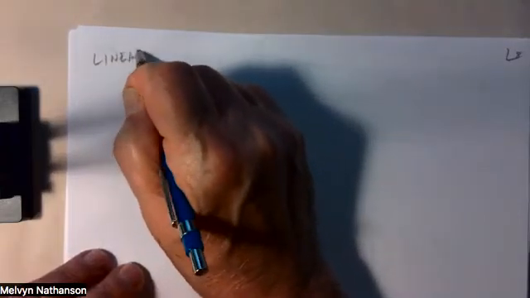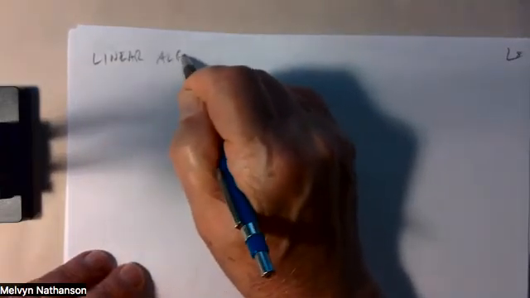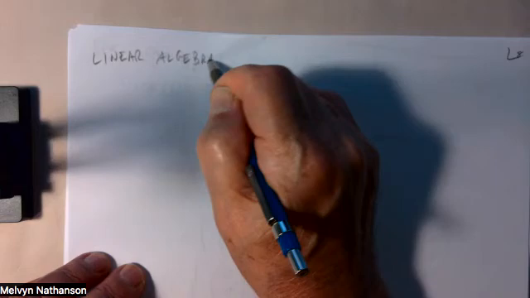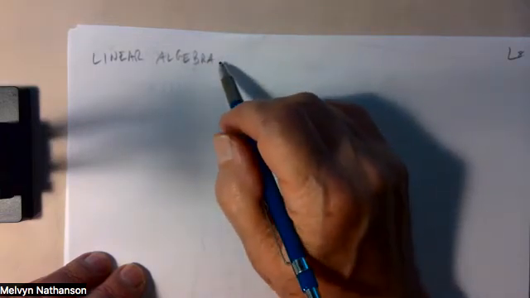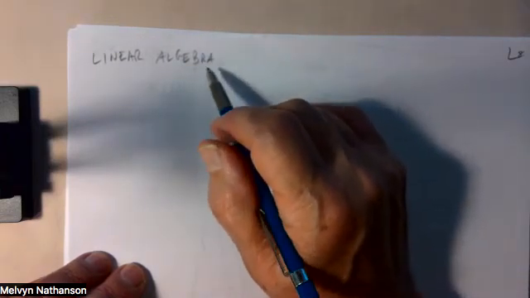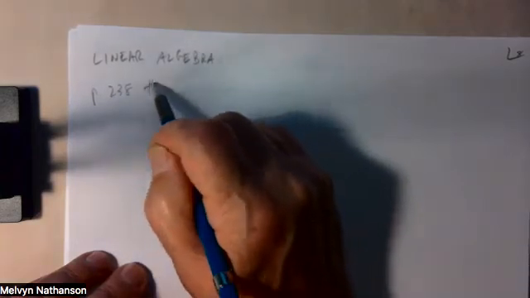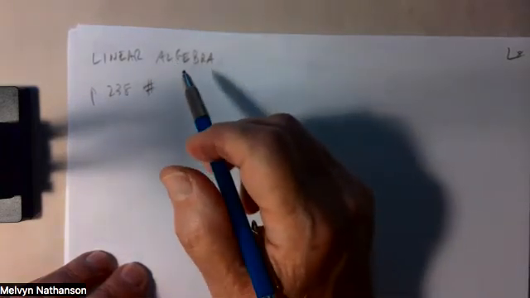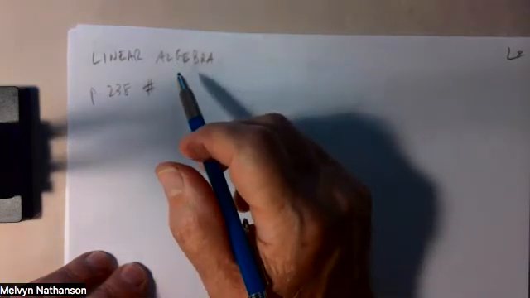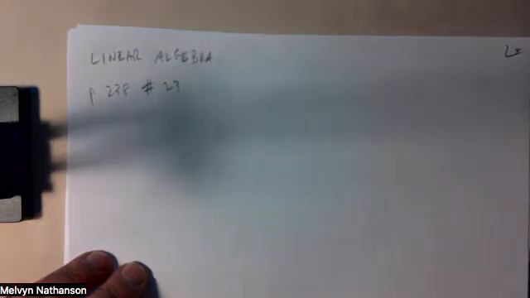So this is linear algebra. Page 238. And which number? 23, Number 23, at least parts A and B.